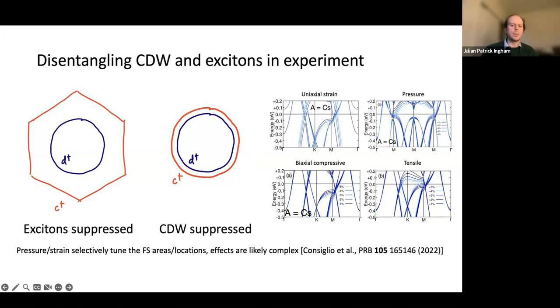Uniaxial strain has been shown, these are ab initio calculations by the way, this is DFT, to move all three Van Hove singularities closer to the Fermi level, which should complicate things, since the fact that there are three Van Hove points to contend with probably becomes increasingly unavoidable. But you might also expect that this should enhance the tendency towards excitonic order.